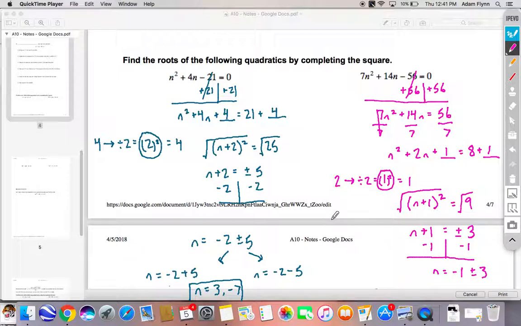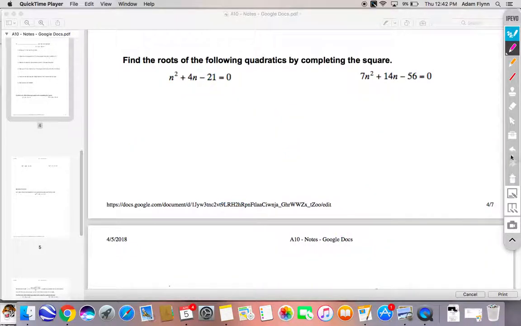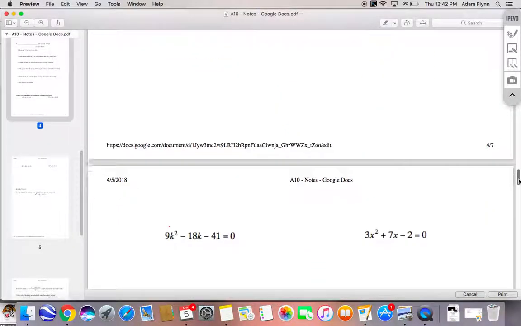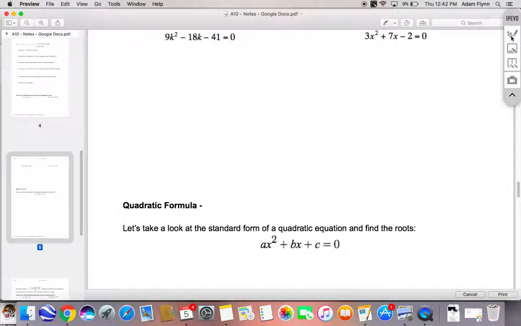So now we can split it up into two different situations. I'll move up here for that. n equals negative 1 plus 3, and n equals negative 1 minus 3. So if we do the quick math, n equals negative 4, and n equals positive 2. And those would be our solutions. So at this time, pause the video if you need more time. We'll move on to these two examples.